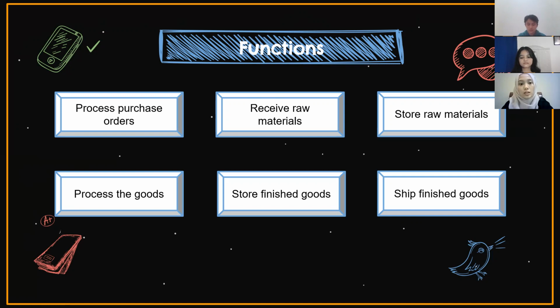The fifth one, store finished good. When the goods are finished, they are placed in a storage room to wait a delivery. And the last one, ship finished good. Shipment of finished good must be authorized by a properly approved shipping document.